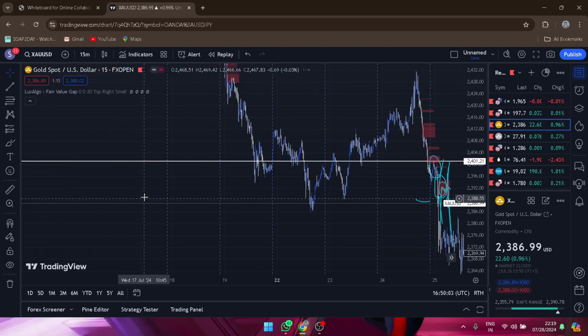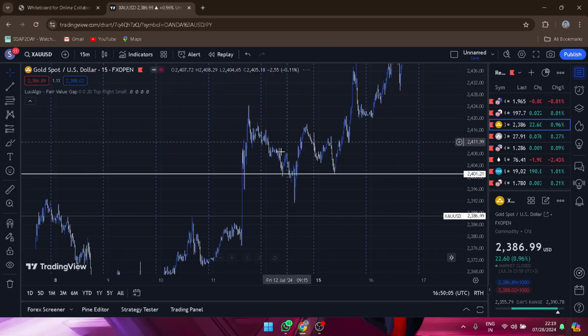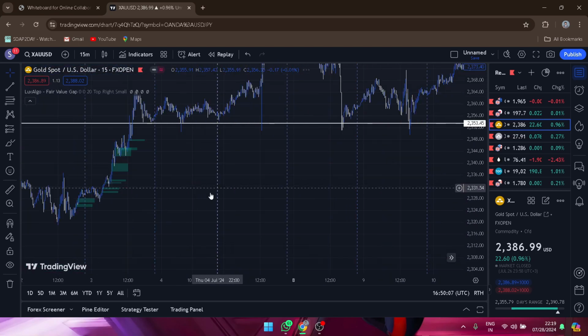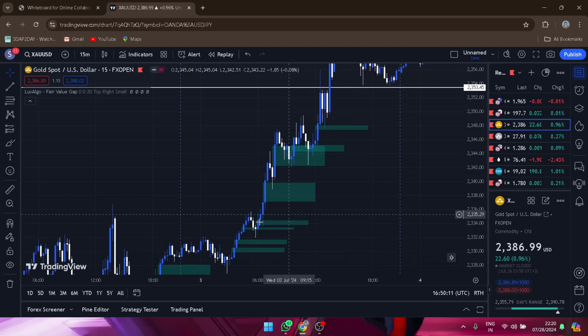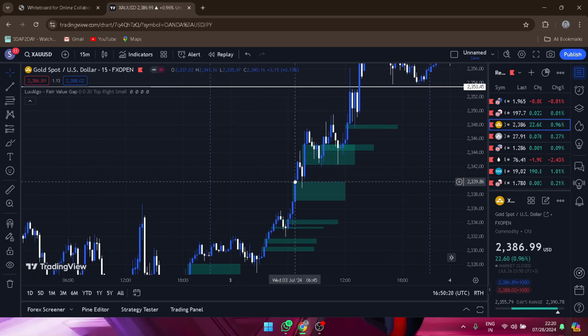Now there is also a buying fair value gap. Let me show you one. All right, so this is a buying fair value gap. That means there is an irregularity in the bullish candles. Basically, when there are three bullish candles, and between the first and the last bullish candle there is space, like this is the space, as you can see.